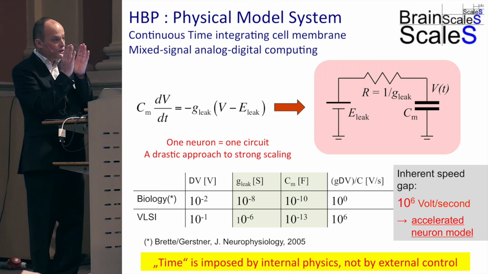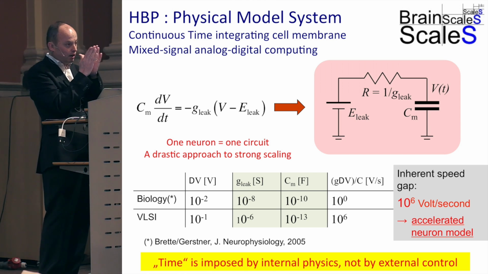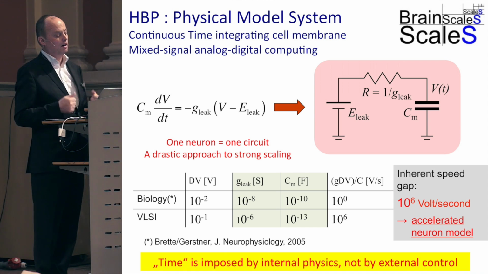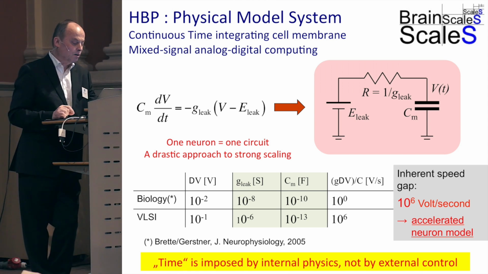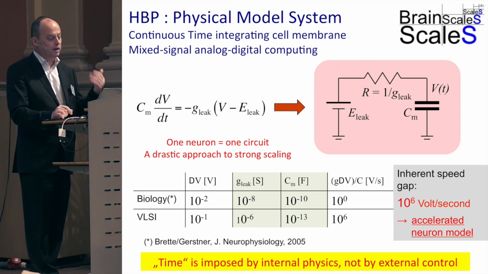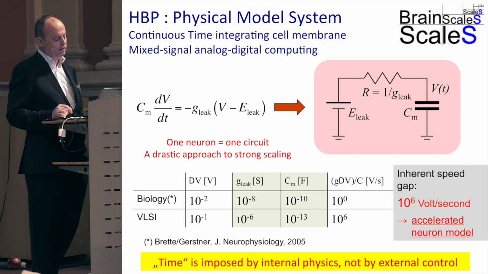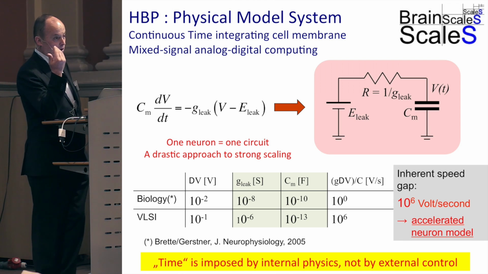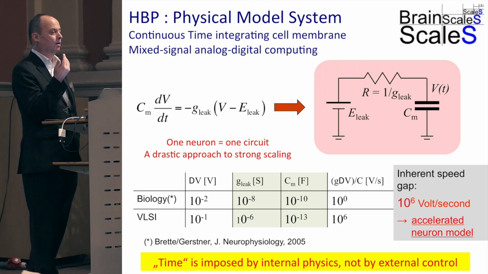But if you work on the single cell execution speed, of course, you can move the strong scaling barrier forward enormously. And you can do that by choosing parameters. There's a table here comparing biology and VLSI, and by choosing physical parameters, you can accelerate the system. You can impose time constants which are faster than biology.